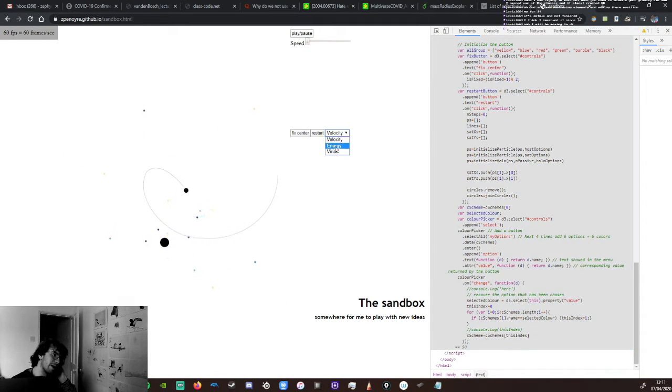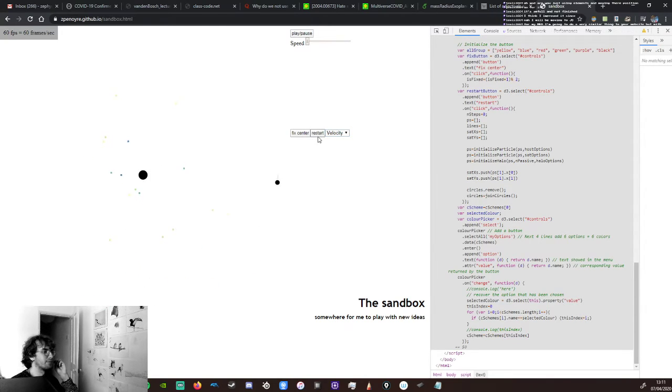Oh yeah, and I have a color picker. God, this is a complex idea, not very fully explored. I have a color picker where two of the colors do nothing. I should continue working on this.